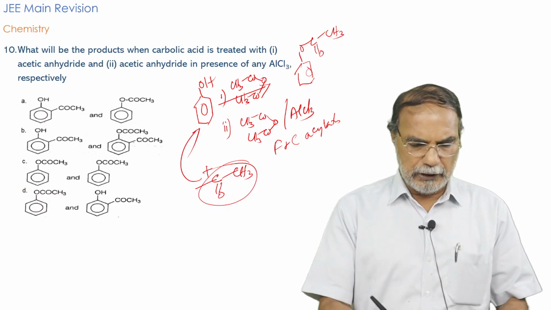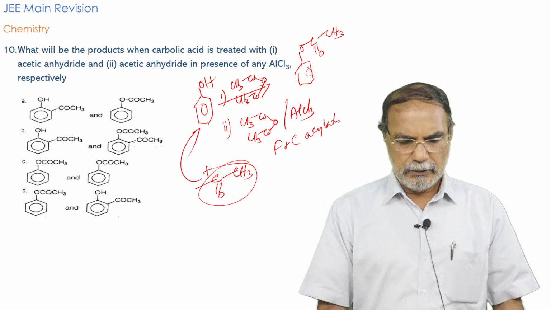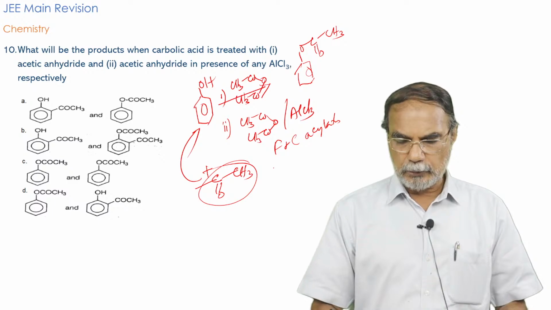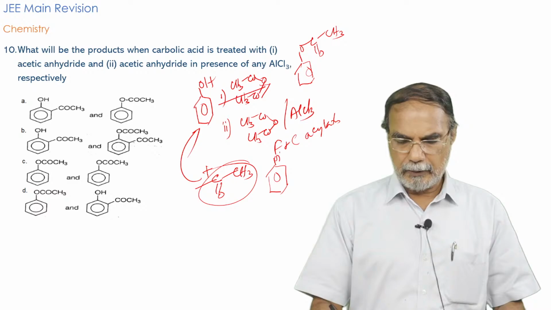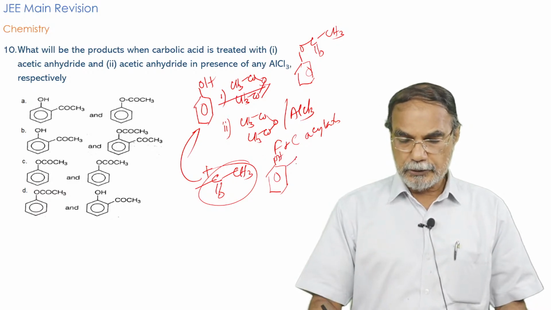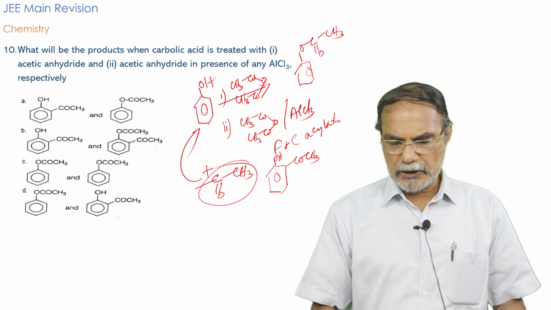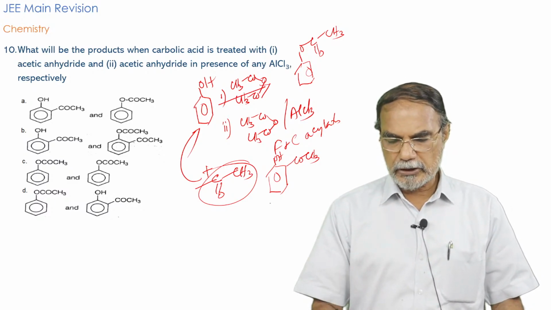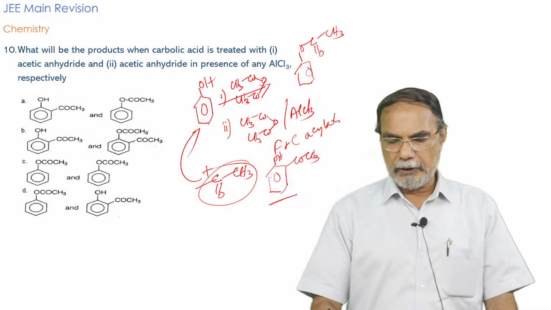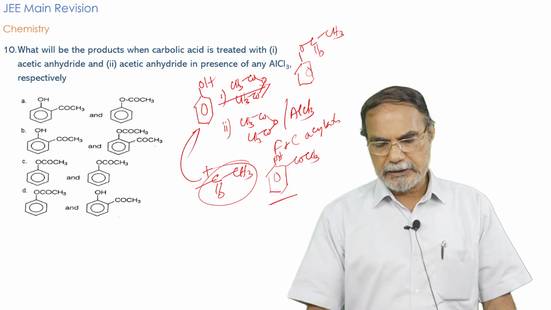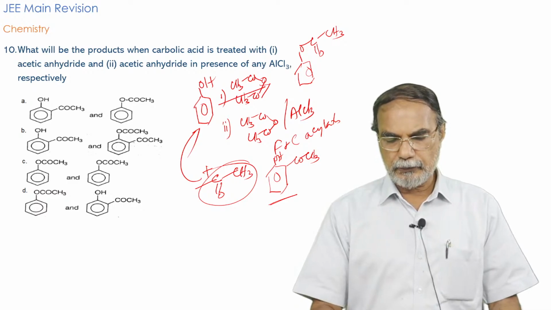And here if you look at the options, nothing is given in which the para position is occupied. So naturally it is the ortho position that is given in the option. It is an ortho or para orienting group, OH group, so that the COCH3 group is attacking at the ortho position with respect to the OH group, and therefore you get this compound, that is ortho hydroxyacetophenone. What you get is a ketone. C6H5COCH3 is acetophenone. So here you have ortho hydroxyacetophenone as a product.